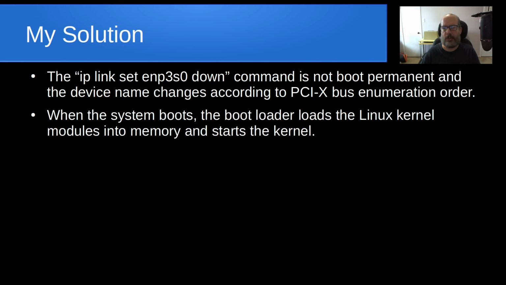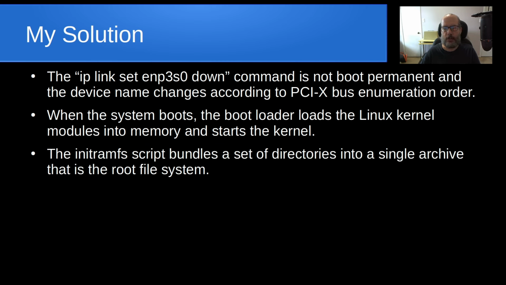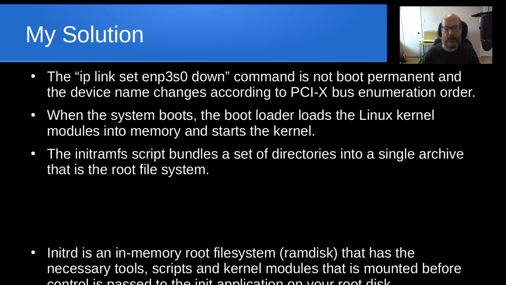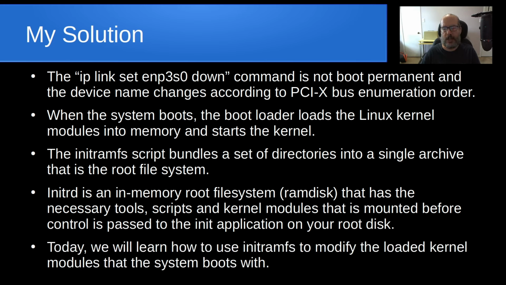When the system boots, the bootloader loads the Linux kernel modules into memory and it starts the kernel. A routine or a script called initramfs bundles a set of directories into a single archive that becomes the root file system. So initrd is an in-memory root file system or RAM disk that has all of the necessary tools, scripts, and kernel modules that are mounted before control is passed to the init application on your root hard drive. Today we're going to learn how to use initramfs to modify the loaded kernel modules that the system boots with.